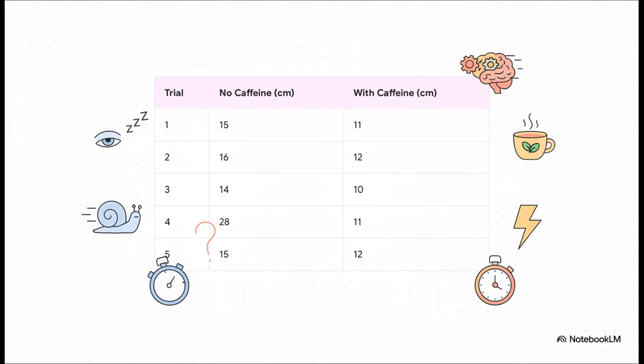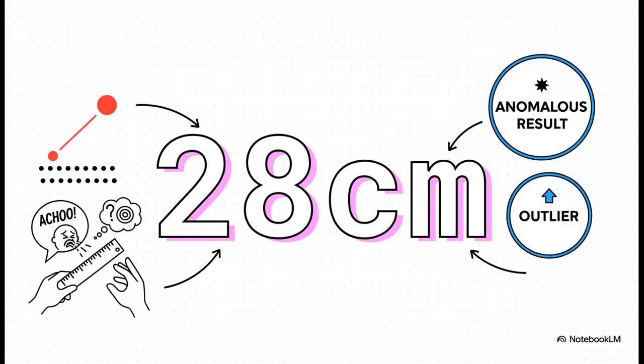But take a closer look at that no caffeine column. See anything odd? Yep, there it is. That 28-centimeter result. It is way higher than all the other readings in that column. Maybe the person was distracted for a second, maybe they sneezed, who knows? In science, we call this an anomalous result, or an outlier.